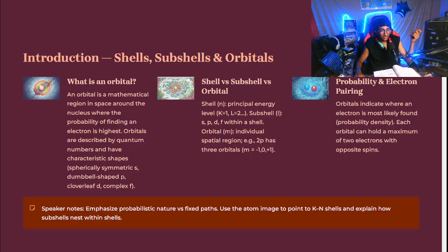Now, think of it like this. Imagine a large apartment building. The building is the shell. The floor is the subshell, and each room on that floor is called an orbital. And the people living in the rooms are the electrons. I think that is the better analogy to go with. Now, another very important point: can an orbital accommodate an unlimited number of electrons? The answer is no. Every orbital can hold a maximum of 2 electrons only, and those 2 electrons must have opposite spins. We'll understand why this happens when we study Pauli's exclusion principle in the next section.